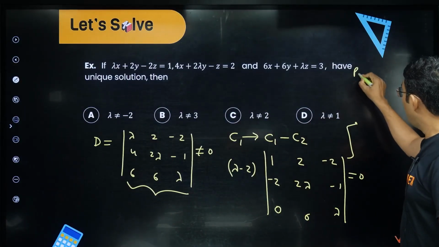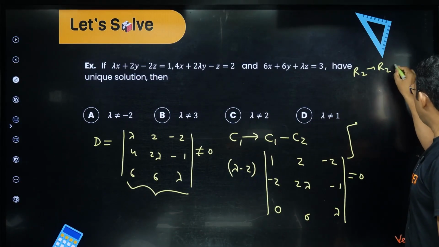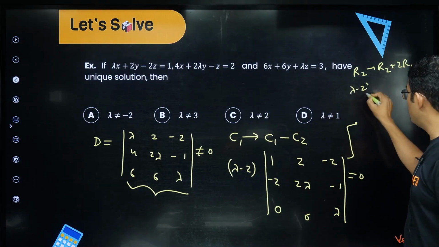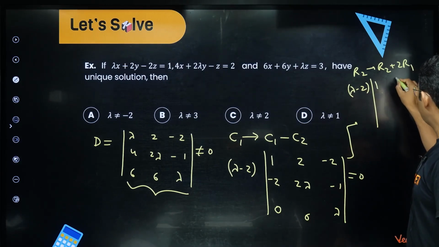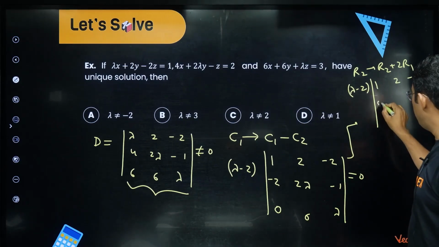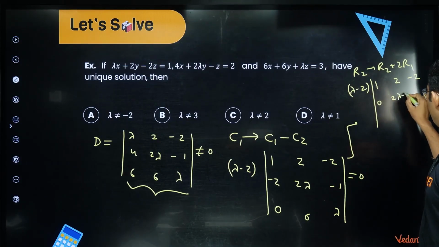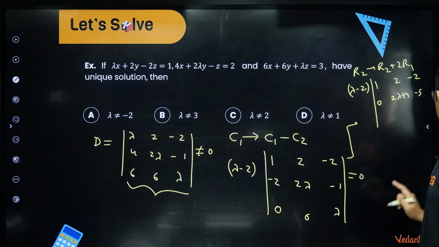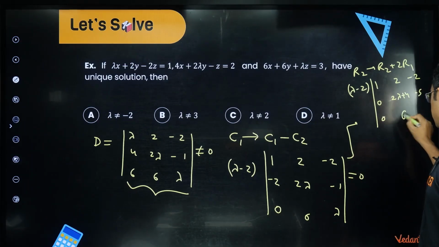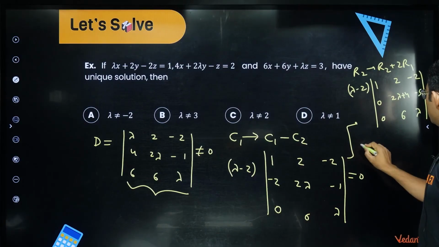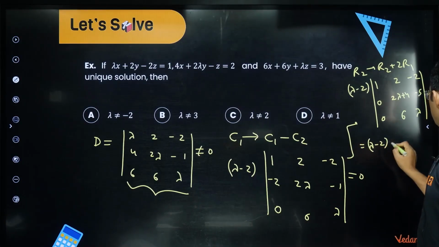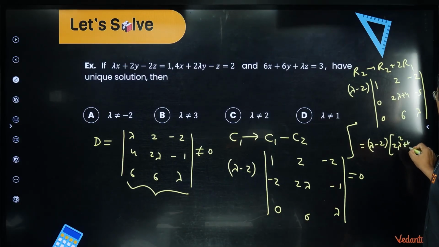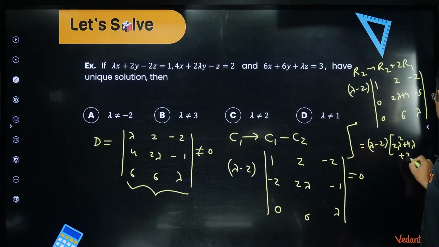What I am going to do is add 2 times R1 to R2. So in that case it will become lambda minus 2 into, this will be 1, 2, 2, no change in row 1; in row 2 this will become 0, this will become 2 lambda plus 4, and this will become I think minus 5, 2 times of this added to this, so minus 5; and this will be 0, this is 6, and this is lambda. Okay, so if you open it along the first column, we will get 2 lambda plus 4 into lambda, so 2 lambda square plus 4 lambda, and minus minus plus 30.